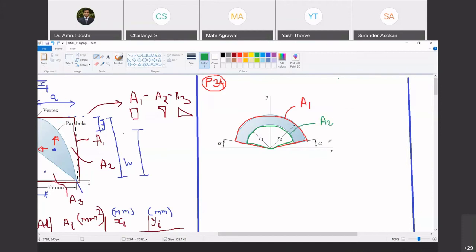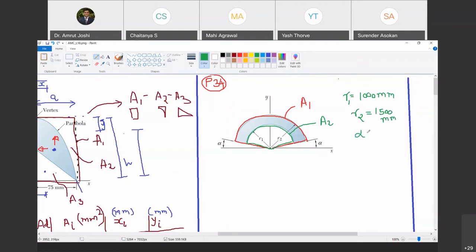And let us take some numbers. I will give you some numbers. This is the symbolic problem that has been asked to be solved, but let us take some numbers. Are you with me? Yes, sir. So let us take R1 equal to 1000 mm. Are you with me? And let us take R2 equal to 1500 mm.